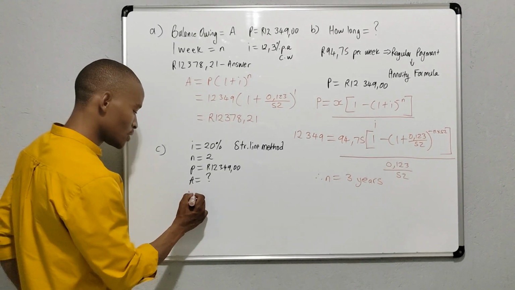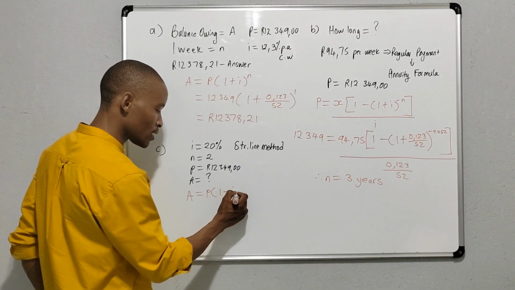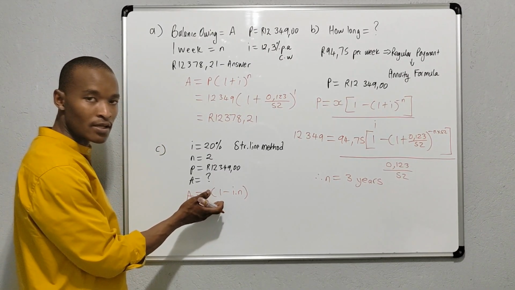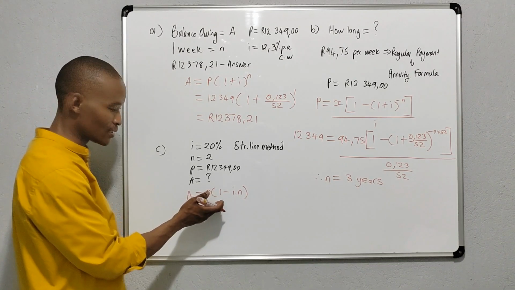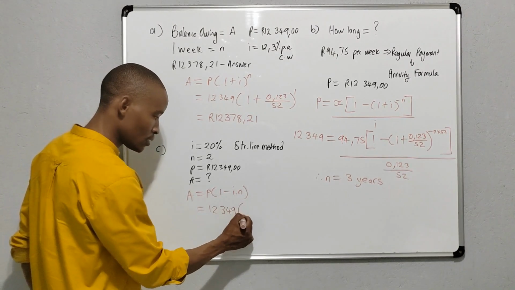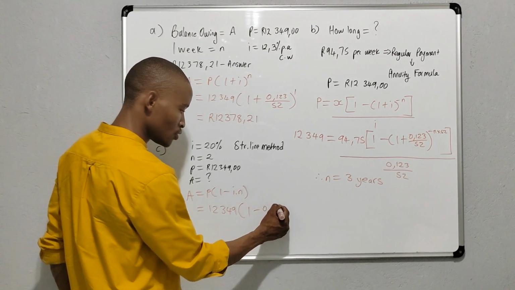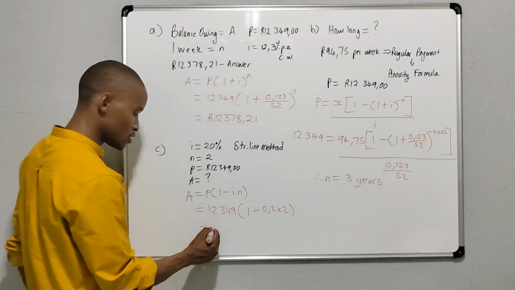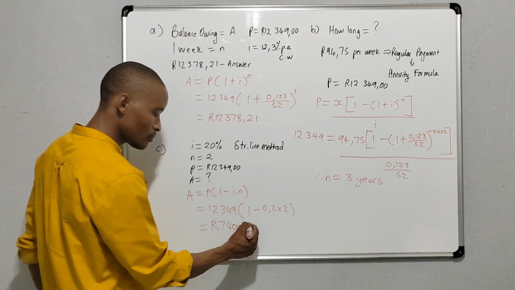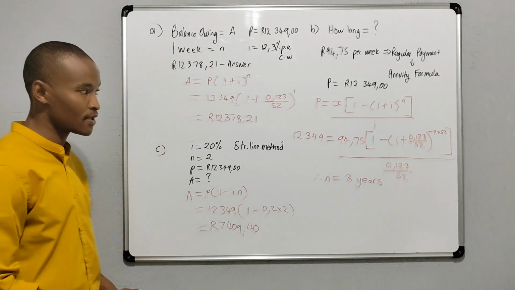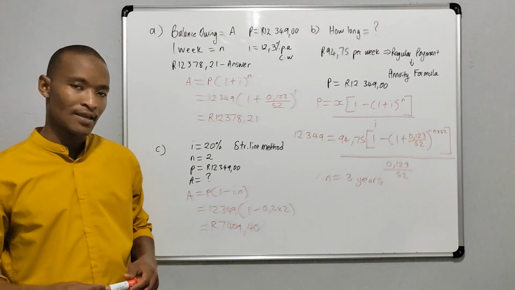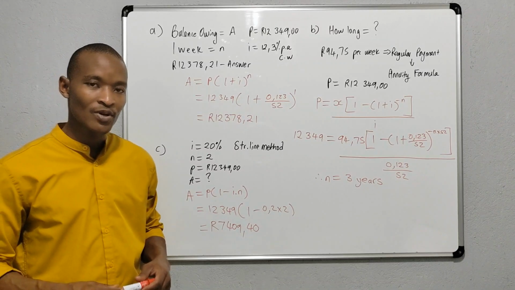Okay, straightforward. A equal to P(1 minus i times n). Okay, this also comes from your formula sheet. There's no need for you to get this question incorrect. Okay, so this substitution now will take place. 349(1 minus 0.2 times 2), and the answer that you get there is 7,409 and 40 cents. Okay, so this takes care of question C. Straightforward. Let's look at the last question.